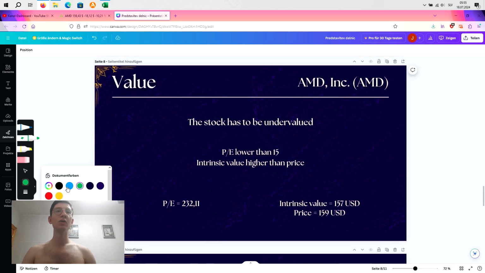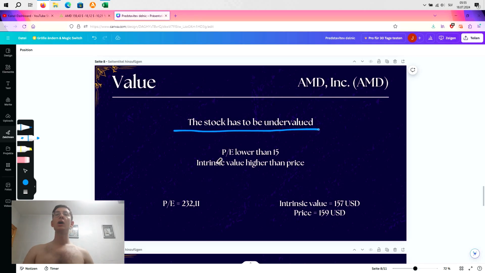Now we come to the value, and obviously we want to invest in stocks that are undervalued. Now how do we measure valuation? By two things. First thing is called P/E ratio, and the second thing is called intrinsic value. As a complete beginner you might not be familiar with those expressions, so just as a rule of thumb, P/E ratio should always be lower than 15, and intrinsic value should always be higher than the current stock price. You can find P/E ratio and intrinsic value of AMD on the internet.